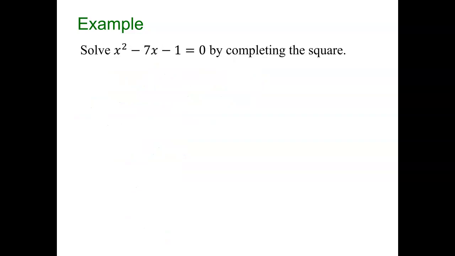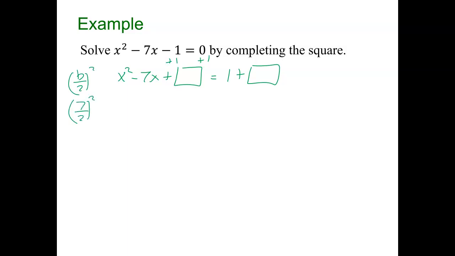Do I need to move anything? Yep. Move the 1. Now what? Over 2 squared. 7 over 2 squared. Yep. So we'll go ahead and square, 49 over 4. 49 over 4. Okay.